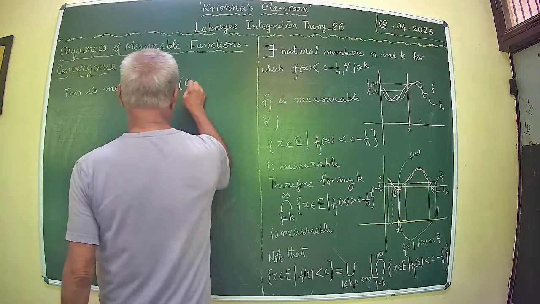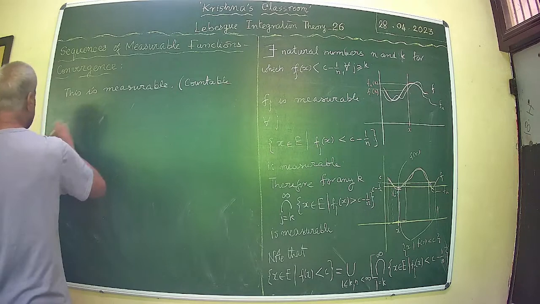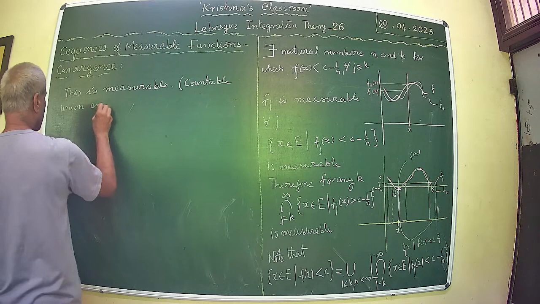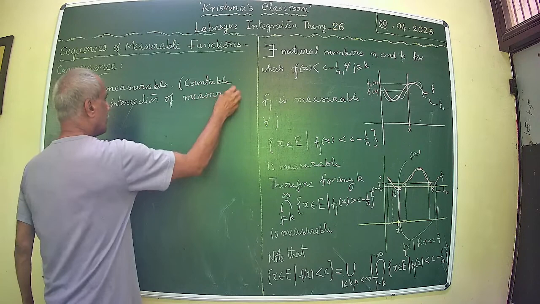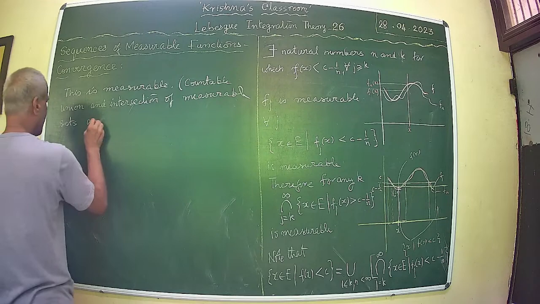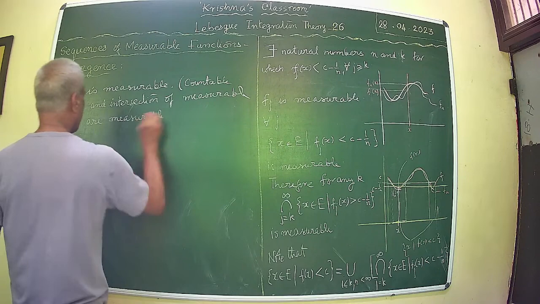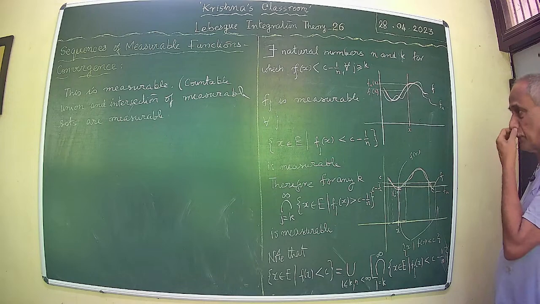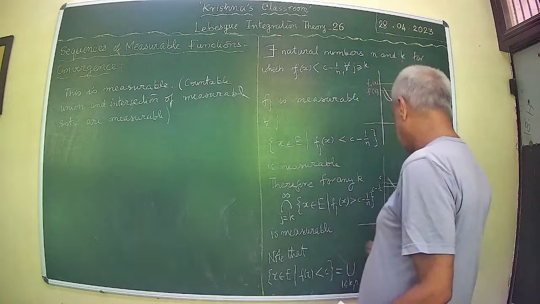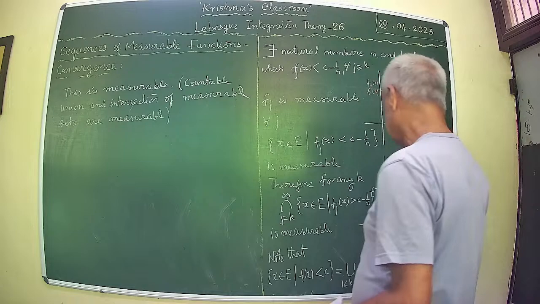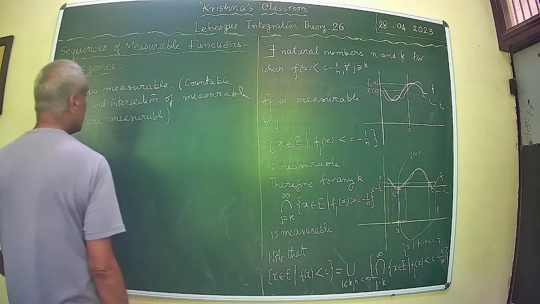Countable union and intersection of measurable sets. So this is the reason why this collection is measurable, and the equality of these two clearly tells you that. And that needs a little bit of thinking. It's not difficult. So that shows that since c is arbitrary.